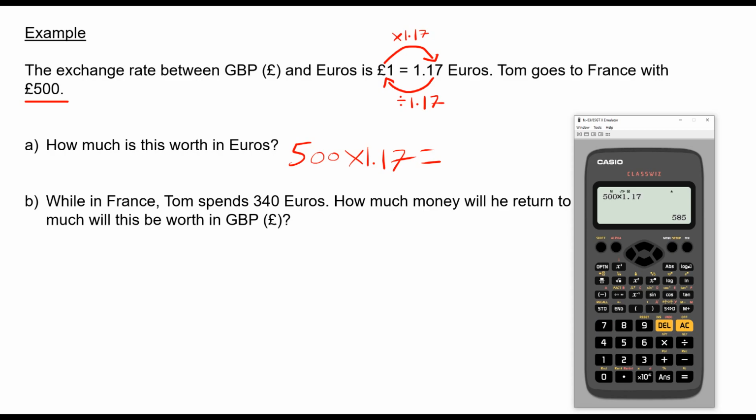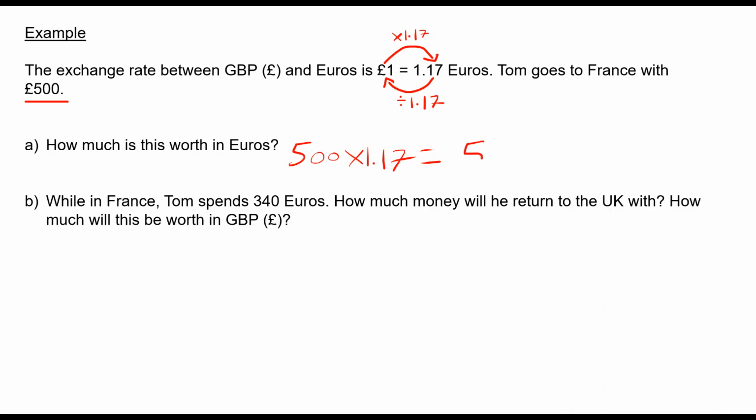Which gives me 585. So we have 585 euros. While in France, Tom spends 340 euros. How much money will he return to the UK with? And how much will this be worth in pounds? So I need to change that 340 euros.